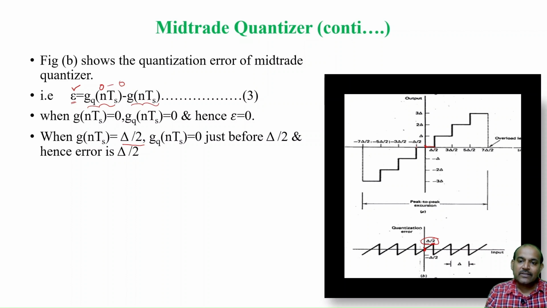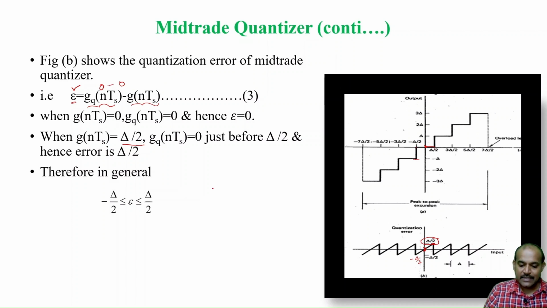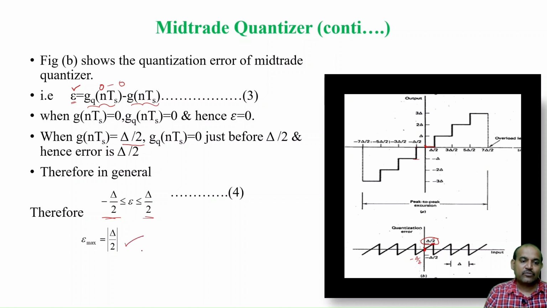Similarly on the other end, this is actually minus delta by 2, but you have coded it to minus delta. Therefore the difference is minus delta by 2. So the maximum error you can get is either minus delta by 2 or delta by 2 in general. I will call it the maximum error, the magnitude of delta by 2. This is about the Midtread Quantizer, because when your input is 0, the output is also 0.